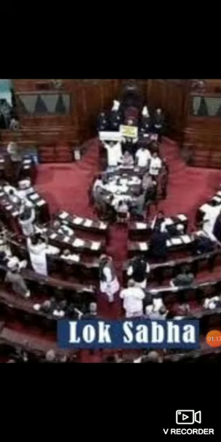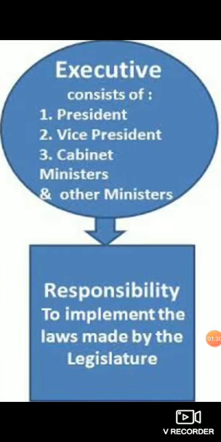This happens through the parliament of our country, which is divided into two houses: the Lok Sabha, which is also known as the lower house, and the Rajya Sabha, which is also known as the upper house. So this is a part of the legislature which we have already studied in our previous standard.